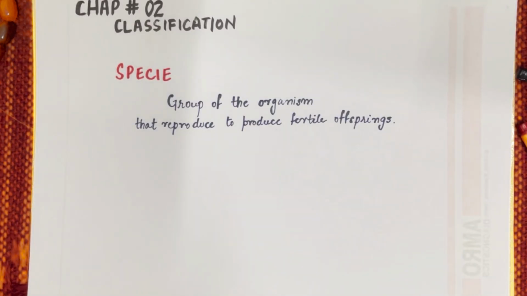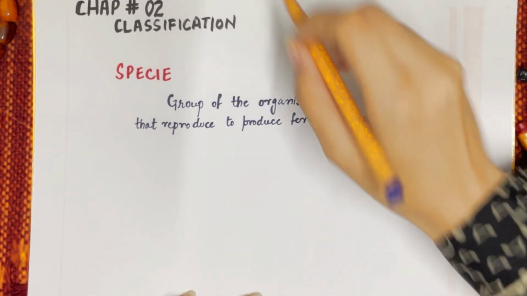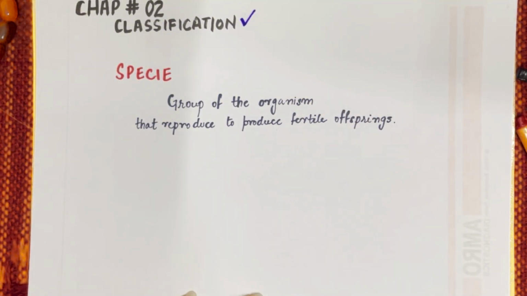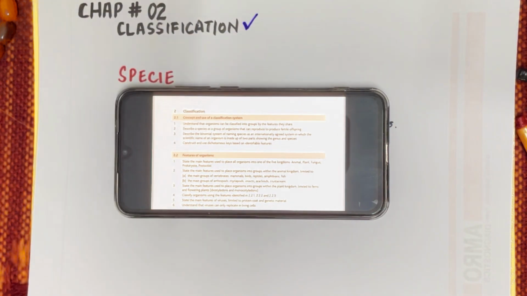Welcome to the Pulsating Biology, and today we are starting the new chapter, that is chapter number 2, classification. We are not being asked in this chapter to cover it in very much detail, but we will be covering some subtopics. And before that, first we will go through the syllabus.